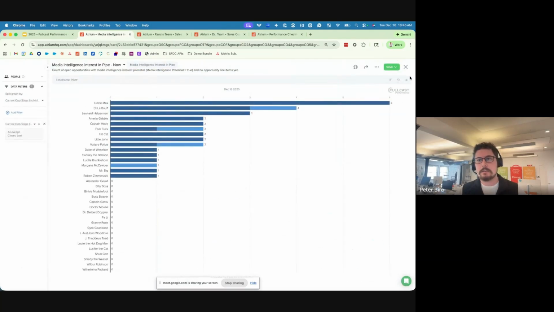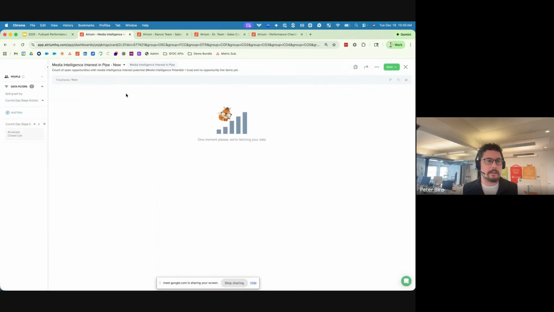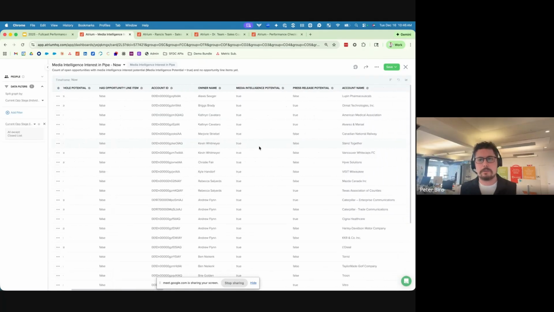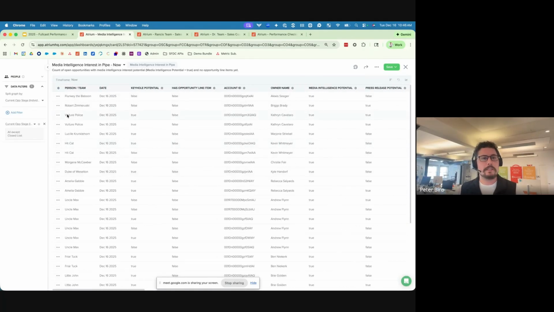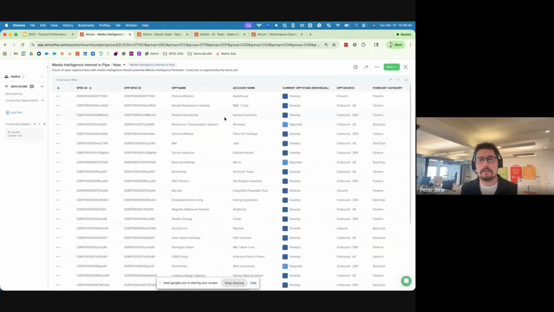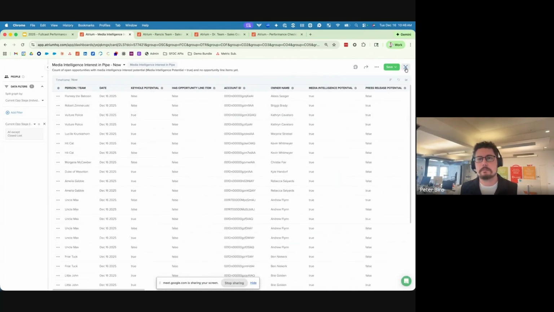You can actually get into, well, what makes up this data set? What are these deals that have media intelligence interest? We're struggling in this area. I really want to make sure we actually have potential across more of our ops. Like, what is happening with this Vulture Police account? What is making them have this interest compared to everyone else?